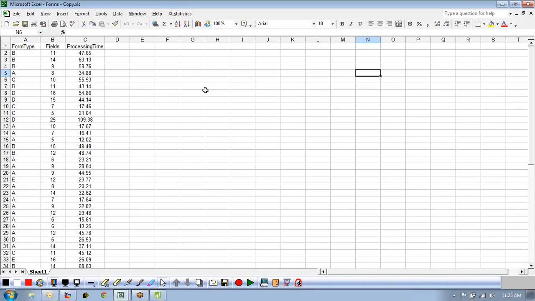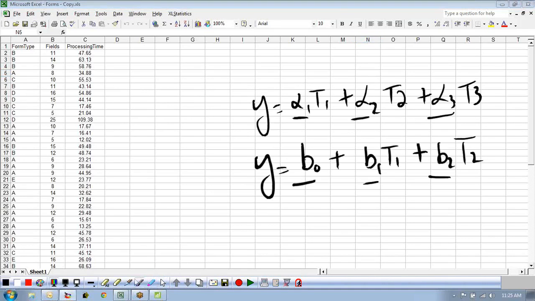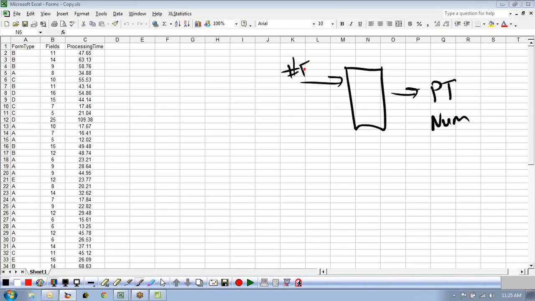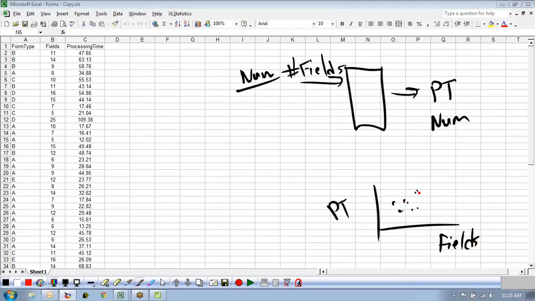All right, and that's with forms and processing time. So if we take a look at that, we're looking at PT, processing time, which is a number, and originally we tried to describe it as, well, maybe the number of fields could tell me what my processing time would be, and that was a number, right? So we originally did that, and that's a linear regression, where this is fields, and this is PT, and you know, maybe it looks something like this.